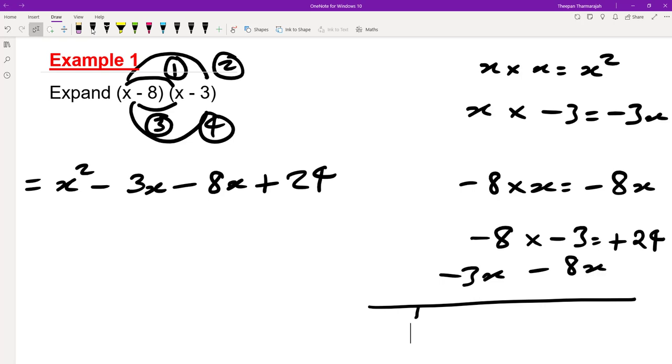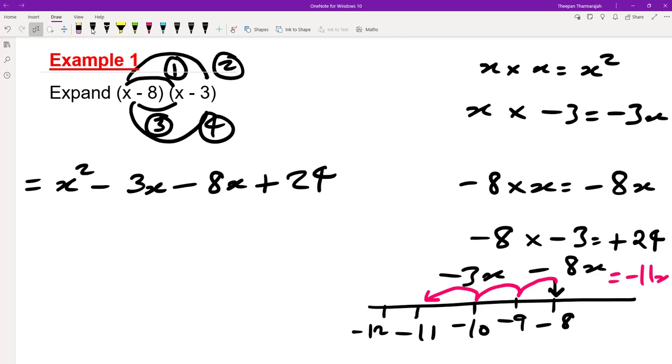So we're going to say here's minus 8, minus 9, minus 10, minus 11, minus 12. So now to work out minus 3x minus 8x, we go back 1 space, 2 spaces, and then 3 spaces. So we end up at minus 11x. So now we can do x squared minus 3x minus 8x, as I've shown on the number line here, is minus 11x, and then we get plus 24.